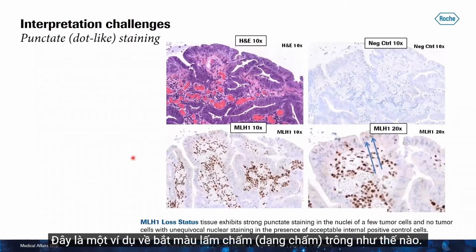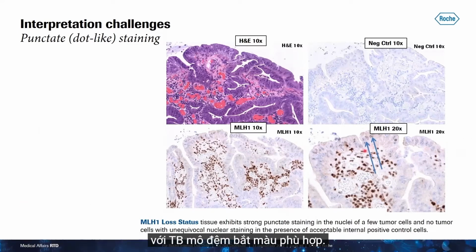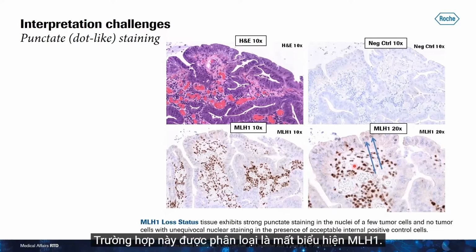So here's an example of how punctate or dot-like staining might look like. In this case of MLH1, the punctate dot-like stain is appearing in the nucleus or in the nuclei of the tumor cells in the presence of acceptable stromal cell staining. In this case, the category is loss status in this example of MLH1.